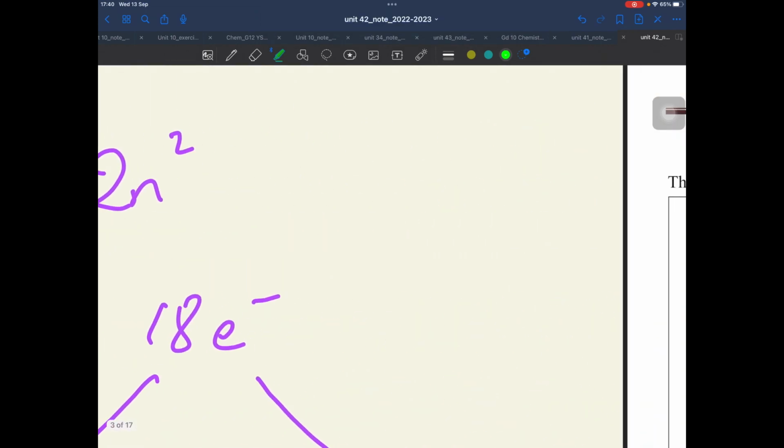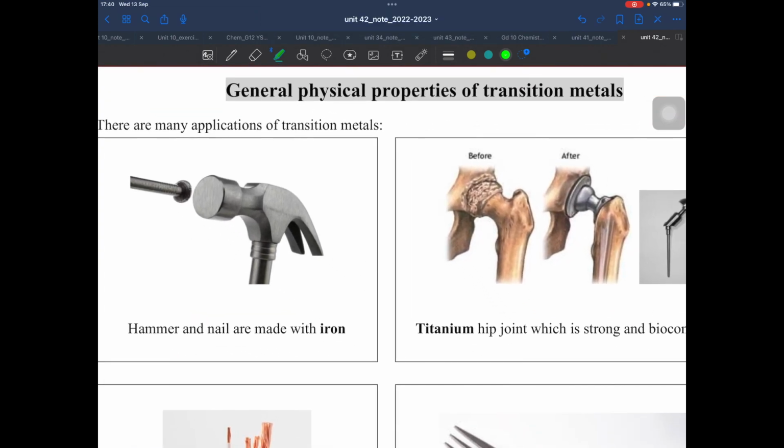Let's see the general properties of transition metal. The first one is, compared with main group metals, for example group 1, group 2, and group 3, they are hard and strong, yes. So you can expect the hammer and nail are made of iron because they are hard enough. They are not possible to be made by, for example, sodium, because sodium is so soft, right?